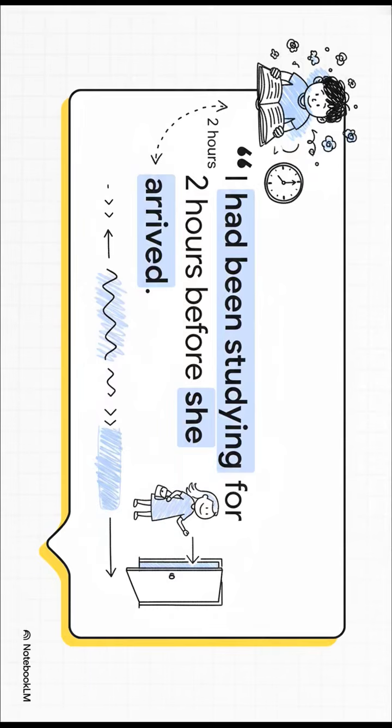Here it is in a full sentence. This is a perfect example. Notice the two main parts. First, you've got that background action that was going on for a while: I had been studying. Then you have the second action that happened: she arrived. The past perfect continuous is like the glue holding those two ideas together.